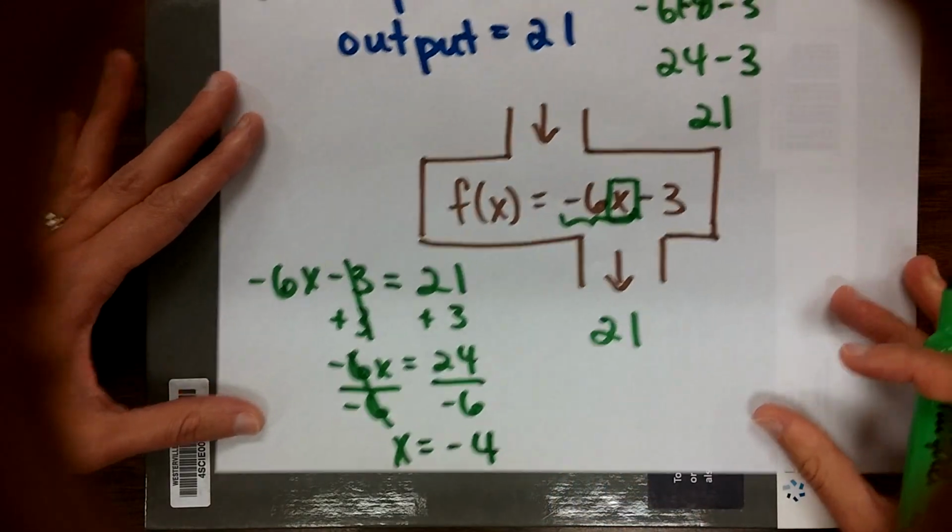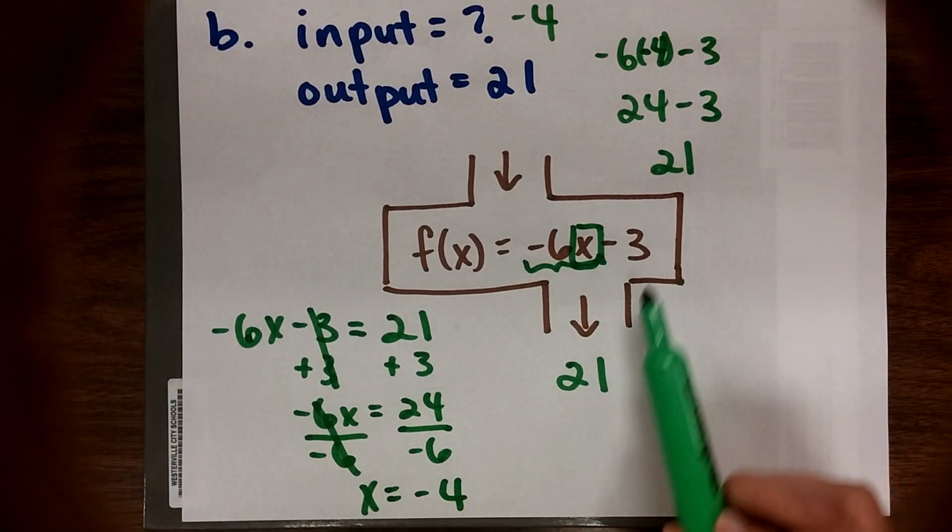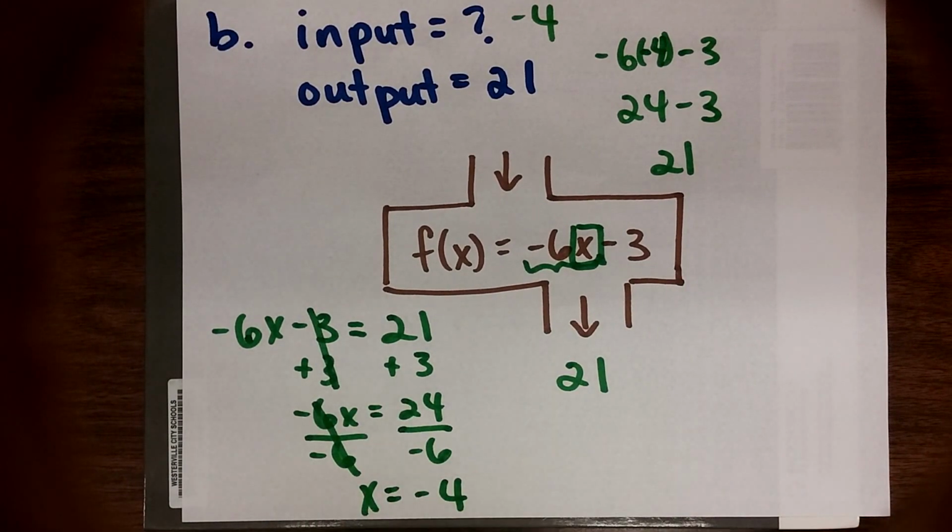So that's a different way you could determine that the x value must be -4 to start with, is to just set this equal to the output you want and then solve it like a regular equation.